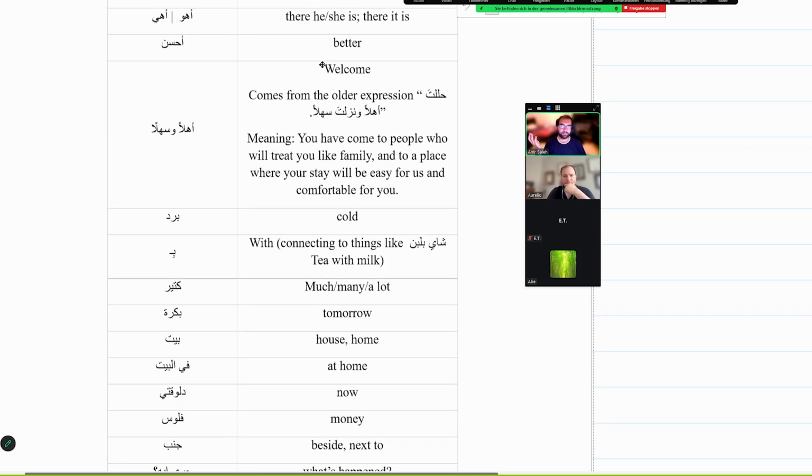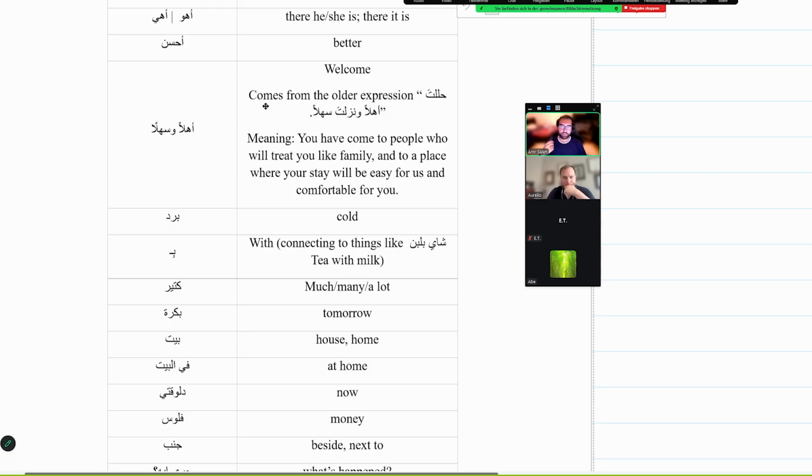Ahsan means better. You can use it to compare different things, like da ahsan min da. This is better than that. Or it can also mean I'm feeling better. Like عامل ايه أحسن. أنا أحسن. عامل ايه النهارده? How are you doing today? أنا أحسن. الحمد لله.